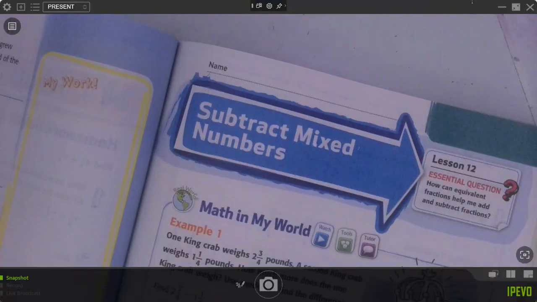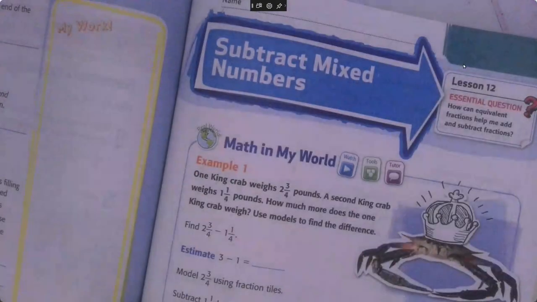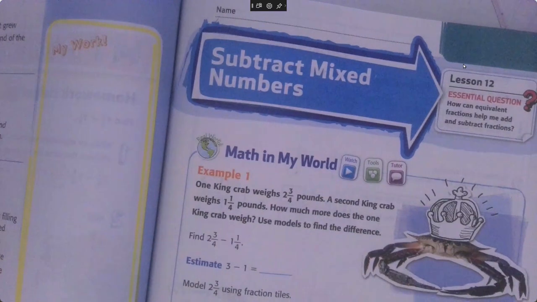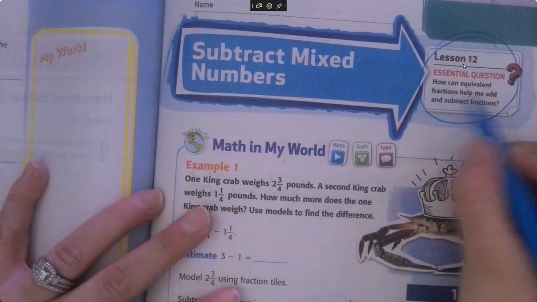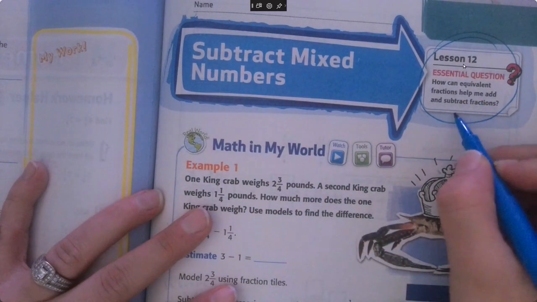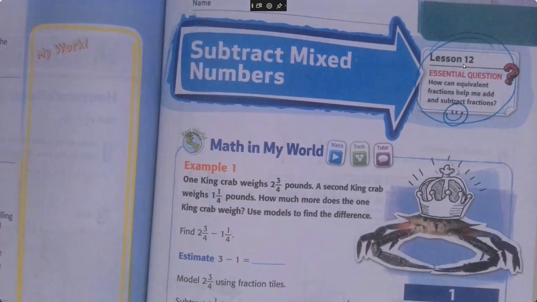All right, welcome to Chapter 9, Lesson 12. We are on page 683, Subtract Mixed Numbers. Our essential question is, how can equivalent fractions help me add and subtract fractions? Take a moment to process that question.